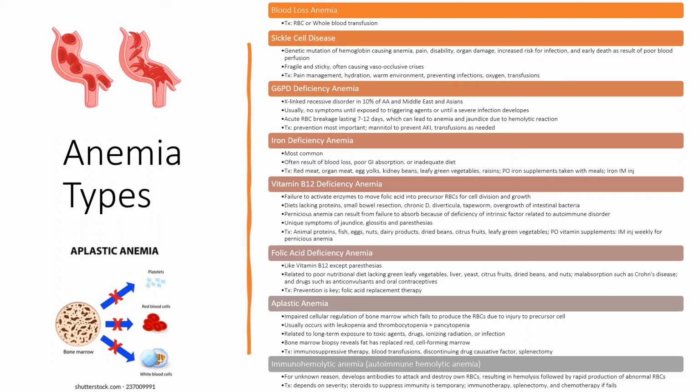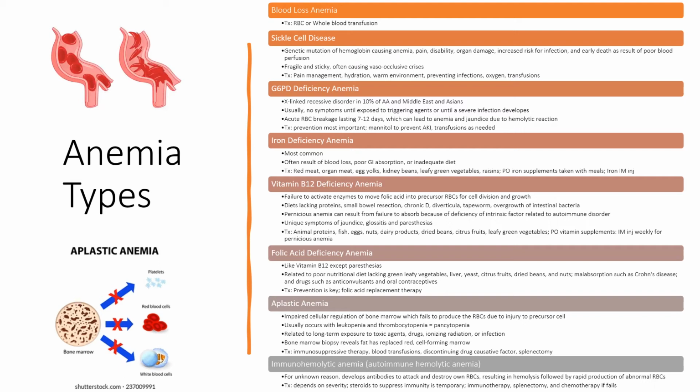So they start attacking their own intrinsic factor, so they can't break down and absorb the vitamin B12. So that is a type of B12 anemia, pernicious anemia. The unique symptoms of vitamin B12 deficiency are the jaundice due to the breakdown of the cells, as well as glossitis and paresthesia, so numbness, tingling, usually of the extremities, but it does not necessarily have to only be in the extremities. And then that glossitis is a smooth, beefy red tongue.